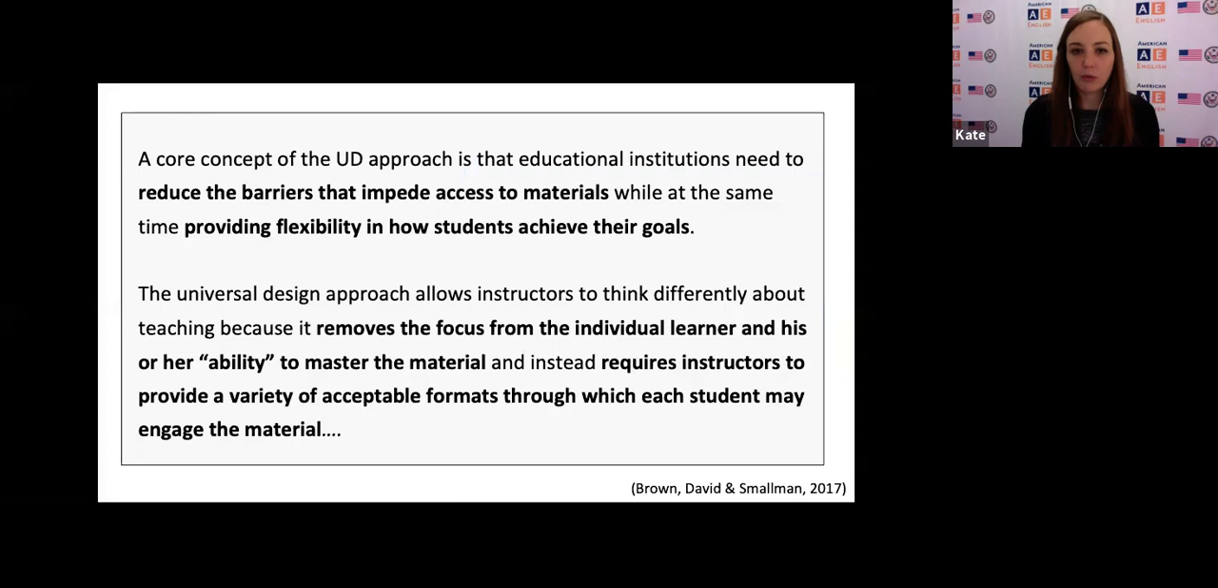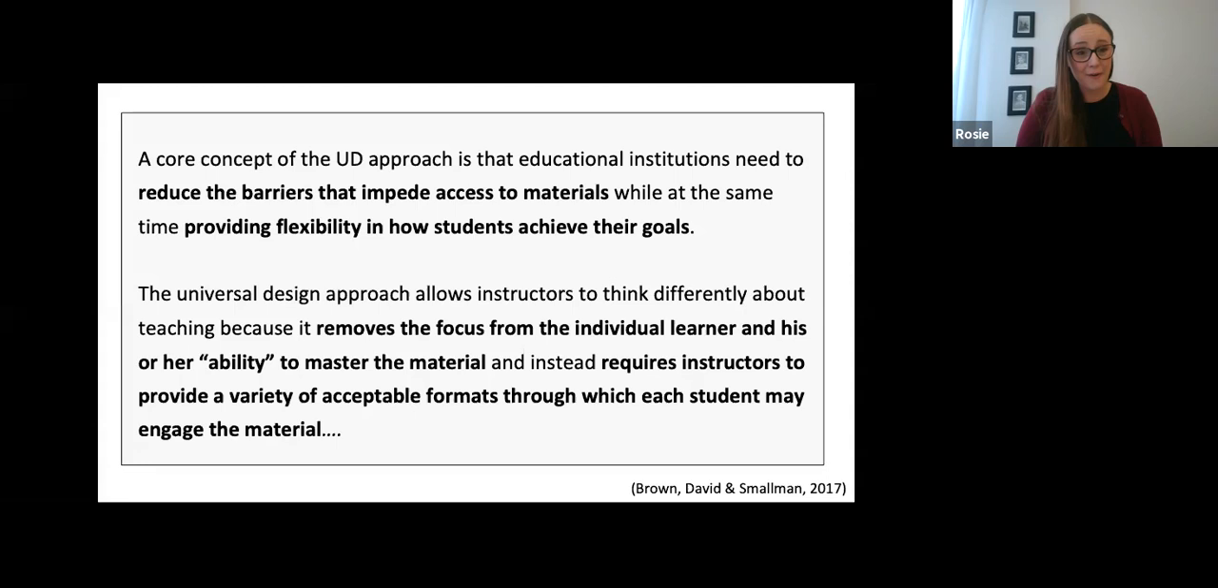First of all, the presentation's better, of what we're seeing on the screen. It says, a core concept of the UDL approach is that educational institutions need to reduce the barriers that impede access to materials while at the same time providing flexibility in how students achieve their goals. So what do I mean by this? How they demonstrate that they're learning. We give them the opportunity to start thinking about their interests and who they are as learners so that they gain autonomy. And what I mean by autonomy is independence in their learning, so that they have more motivation in the classroom.